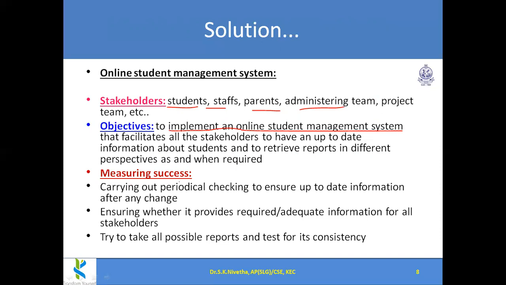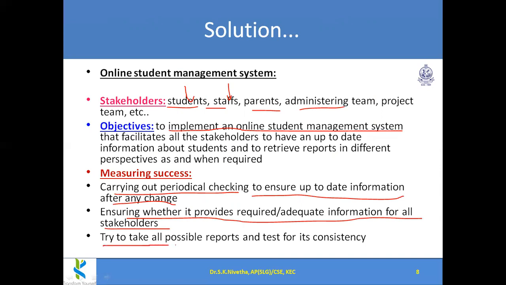And to measure the success, we can carry out periodical checking to ensure up-to-date information after any change has been made. Or we can ensure whether it provides required or adequate information for all stakeholders. For the parent side, whether it is giving enough information. For the student side, whether it is giving enough information. For the staff side, is it easily accessible to all people? Likewise. And try to take all possible reports and test for their consistency. So that also we can do. So these are all the possible ways we can measure the effectiveness of this project.